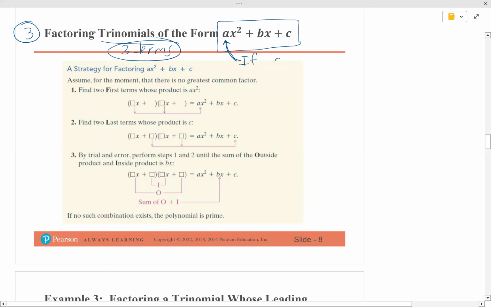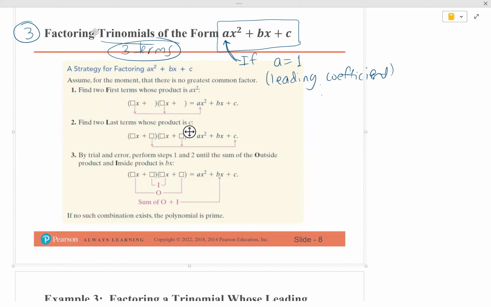If A equals 1, the leading coefficient, then the problem's not so bad and pretty easy. We'll figure that out. And then if it's not one, we'll see what to do in that. That's almost its own technique. But right now we're just going to focus on if the leading coefficient is 1. Because that's the easier one.